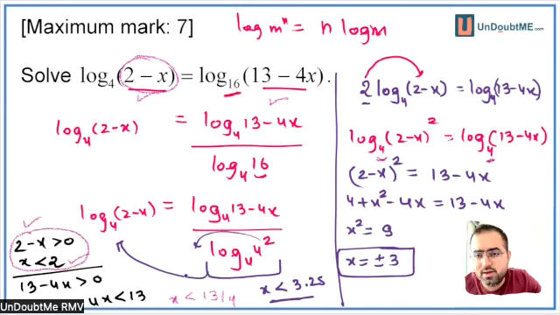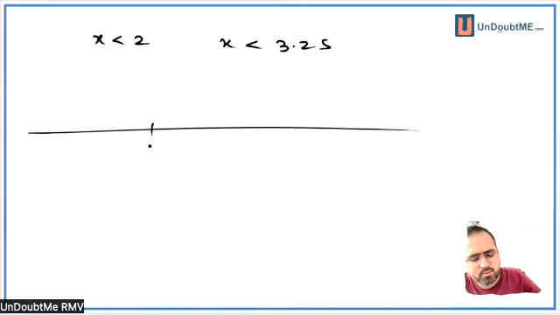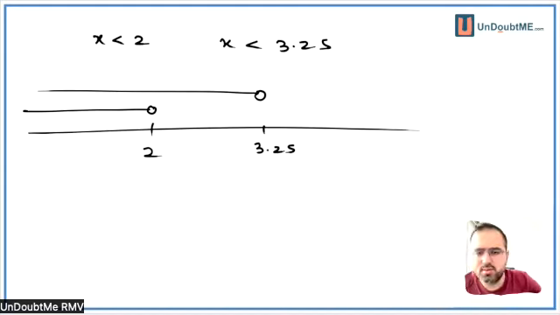This is a bit weird to see. Generally, we reject the negative value and we accept the positive value. But that is a very wrong method to accept and reject. We should check like this, and then based upon the common region, we can accept or reject the values. When I'm saying common region, what I mean to say is one of the inequalities is x less than 2, another one is x less than 3.25. When I plot both of them roughly on the number line, x less than 2 will be this region and less than 3.25 will be this region.